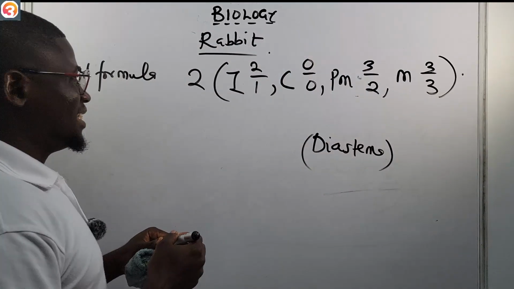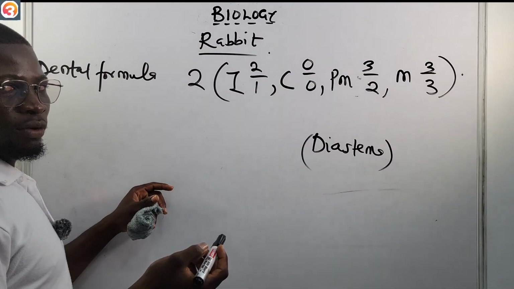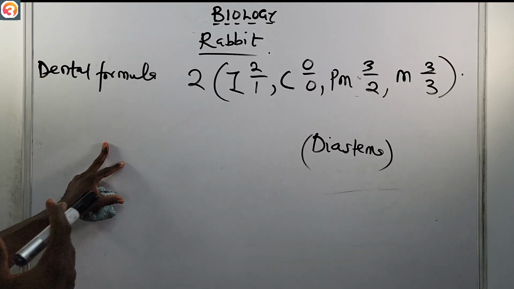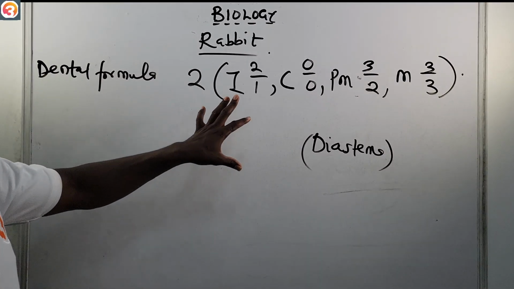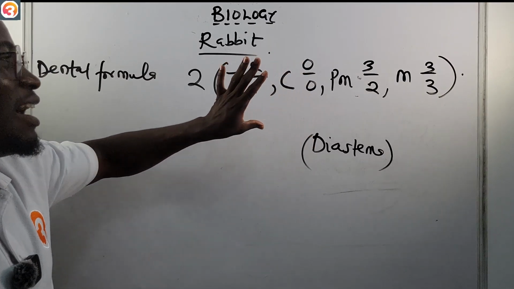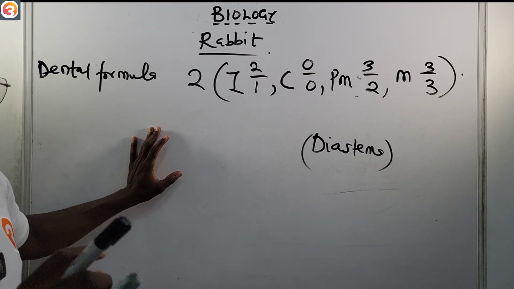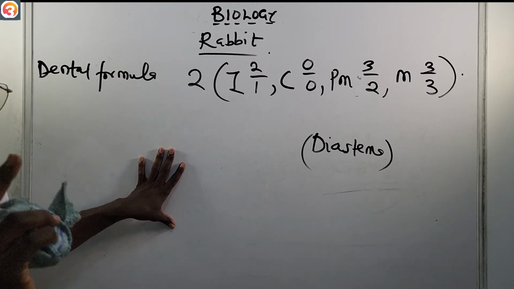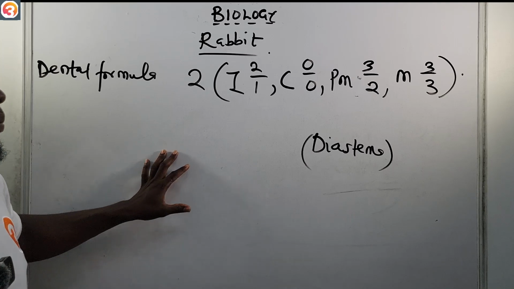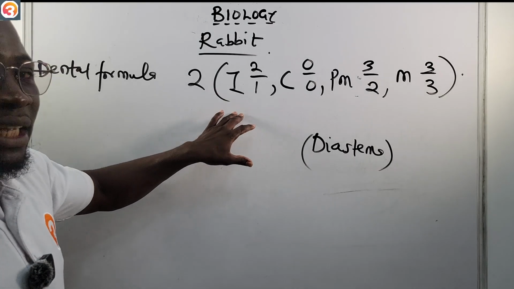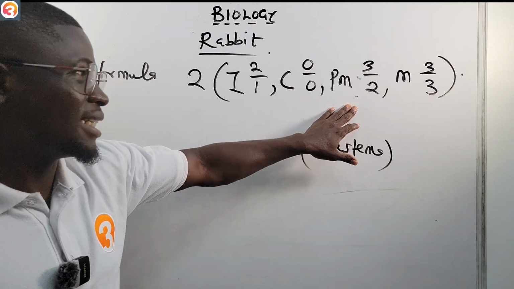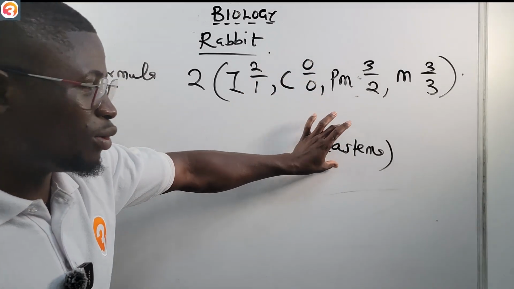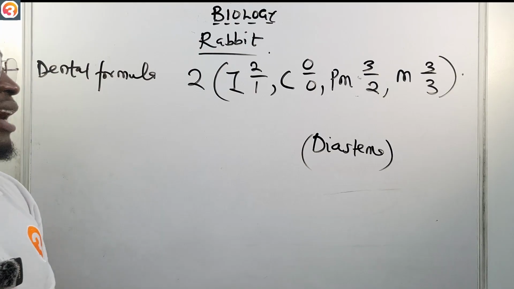The rabbit is an herbivore. It eats the leaves of plants, so it has no canine. Take note of all of that, very important. It lacks canines, which is why there is a large gap between the incisors and the premolars. As you can see, there is a gap here because there are no canines at all. That gap is what we call the diastema. This is the dental formula for the rabbit.